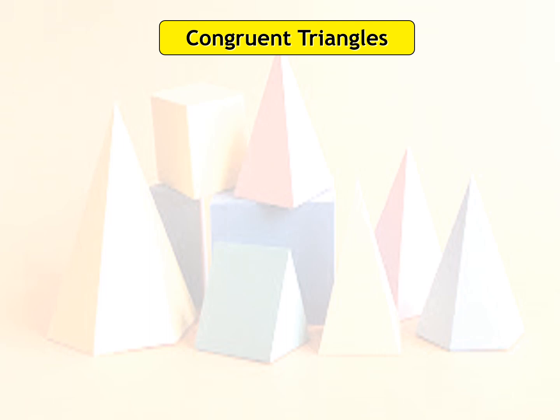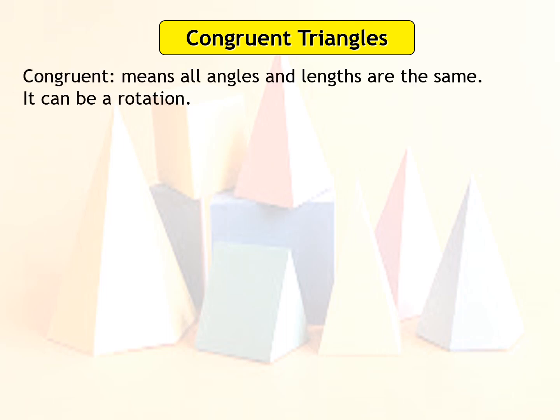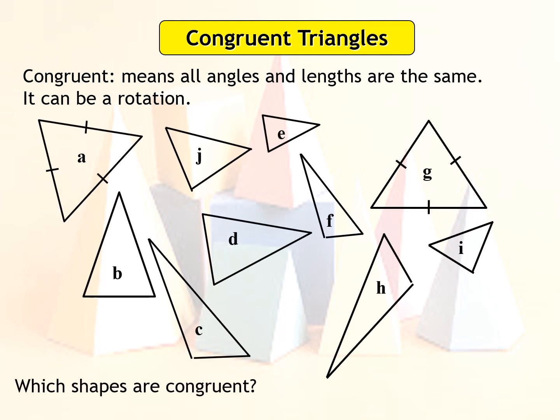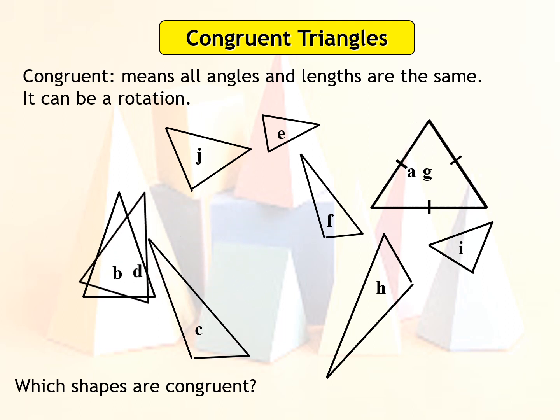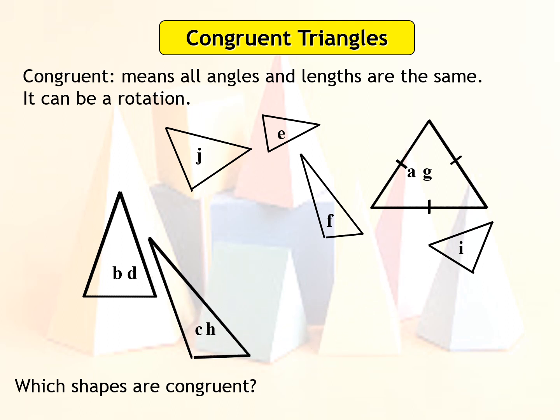So let us have congruent triangles. The word congruent means all angles and lengths are the same. It can be a rotation. So supposing we have all these triangles, we have to determine which shapes are congruent. From here, using the power of our eyes, we see that triangle A and triangle G are congruent. Triangle B and triangle D are congruent. And triangle C and triangle H are congruent. So congruent triangles mean all angles and lengths are the same.